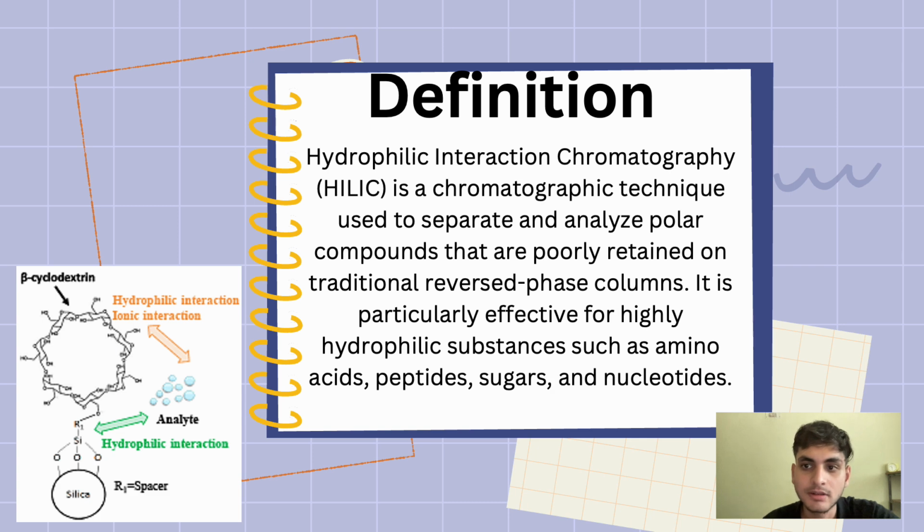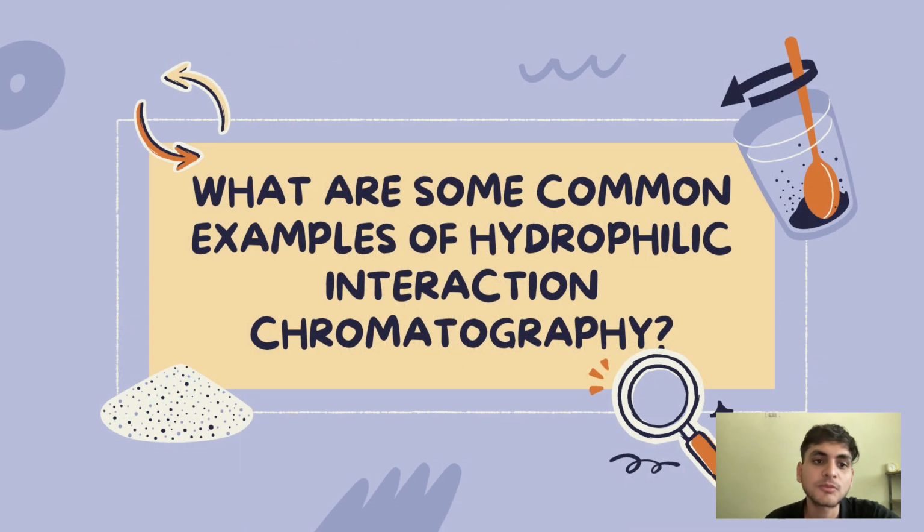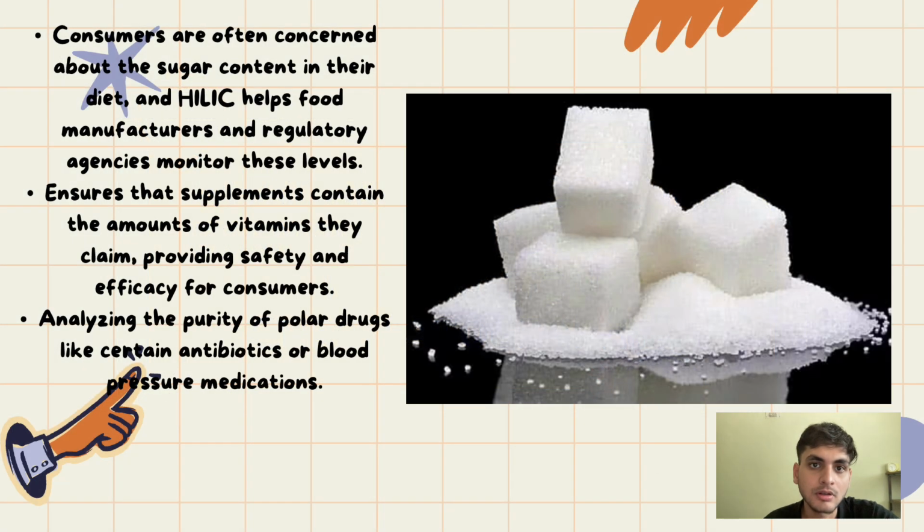Going to the next slide, let us see some common examples of hydrophilic interaction chromatography. We all know that in this highly digitalized world, sugar in high amounts is very harmful for our health, and there are so many health conscious people who would like to know the sugar content in their food and beverages. So how do we actually get to know this sugar content?